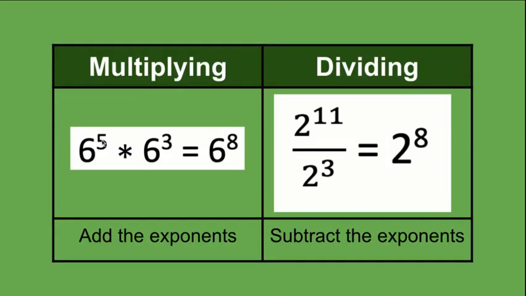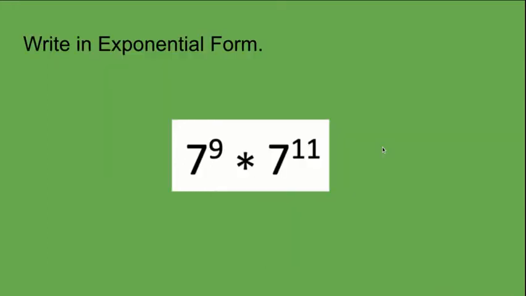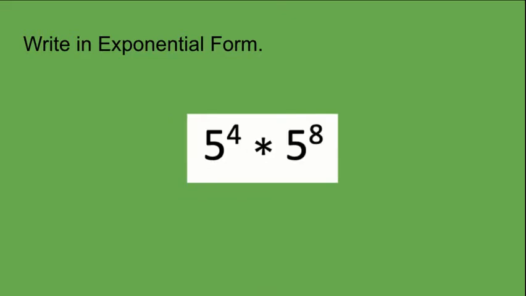When you multiply, we will add the exponents to get 6 to the 8th. When we divide, we will subtract the exponents to get 2 to the 8th. In exponential form, if you wrote this, take a minute to guess. Your answer would be 7 to the 20th power.